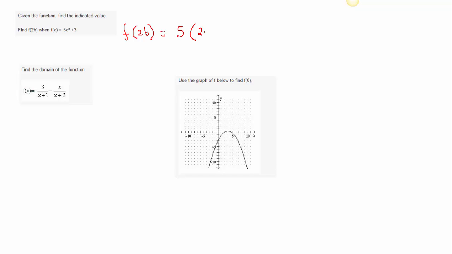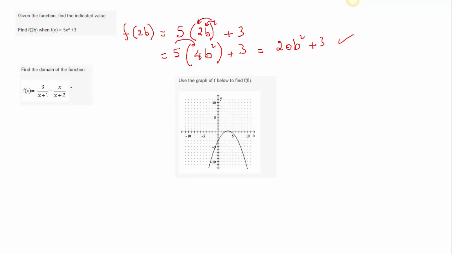Instead of x, we're going to substitute (2b) raised to the power 2 plus 3. Now make sure the square covers both 2 and b inside the parentheses, and that means 5 times 2 squared, which is 4, and then b squared plus 3, and that's 20b squared plus 3. Once you multiply the 5 times 4, this would be the final answer.